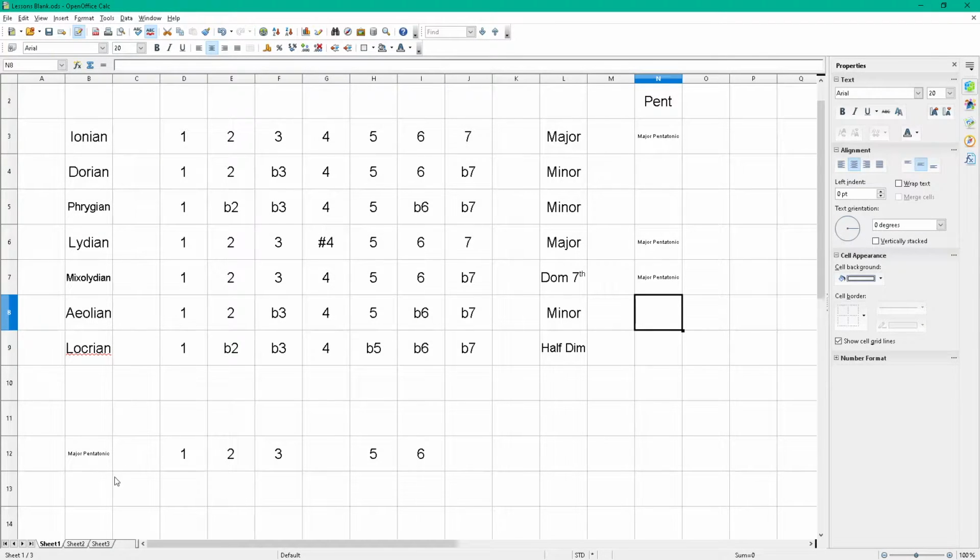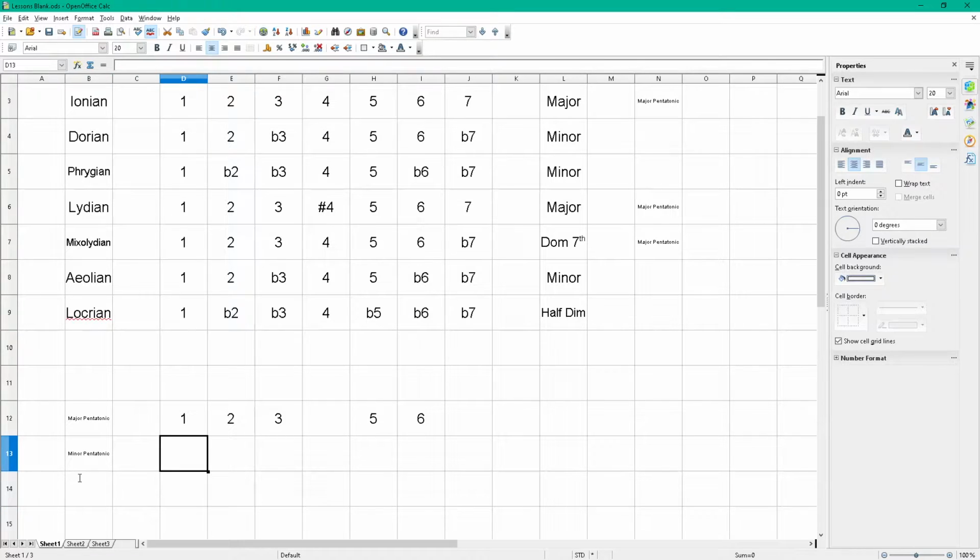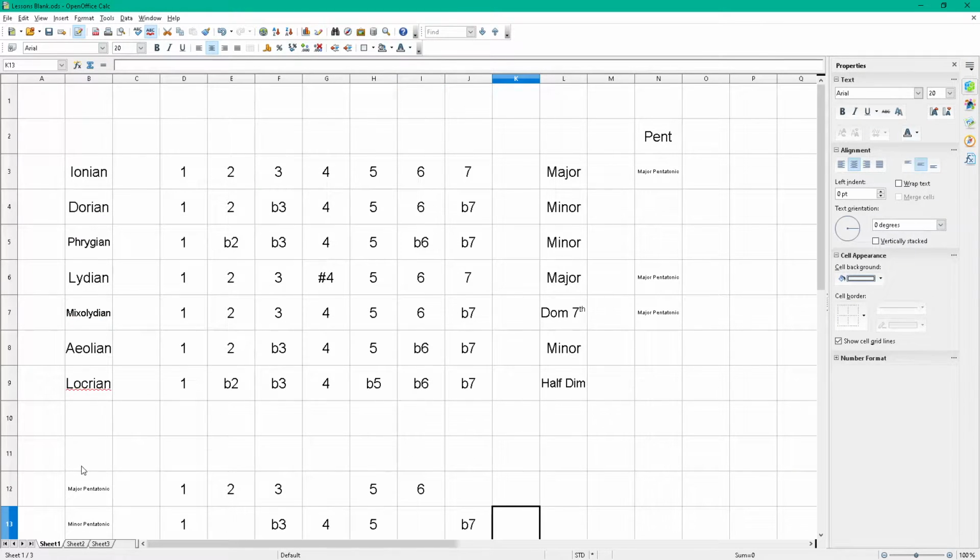When it comes to Dorian, now we have a minor pentatonic. And we know that a minor pentatonic is 1, flat 3, 4, 5, and flat 7. And as such, 1, flat 3, 4, 5, flat 7, means that instead of Dorian, I can use a minor pentatonic.